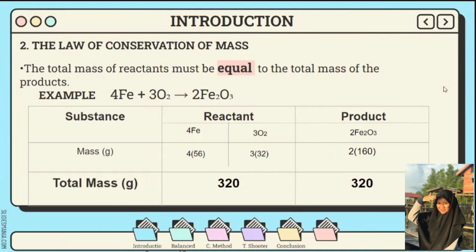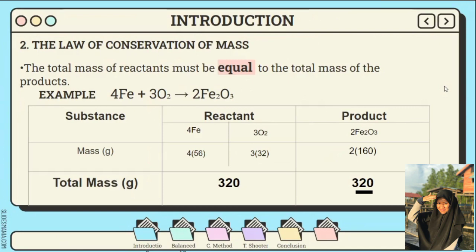For the product side, the relative atomic mass for iron oxide is 160. So 2 times 160, that will give us 320 grams. Now the total mass of both sides is the same.